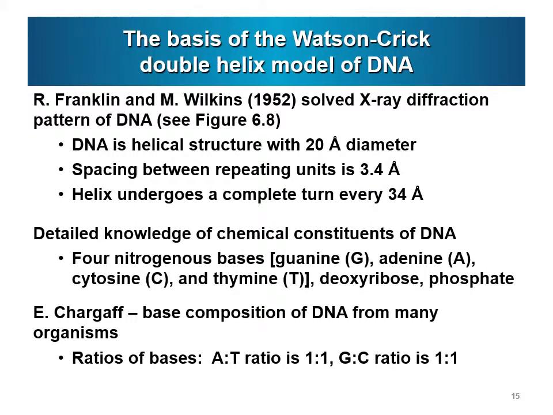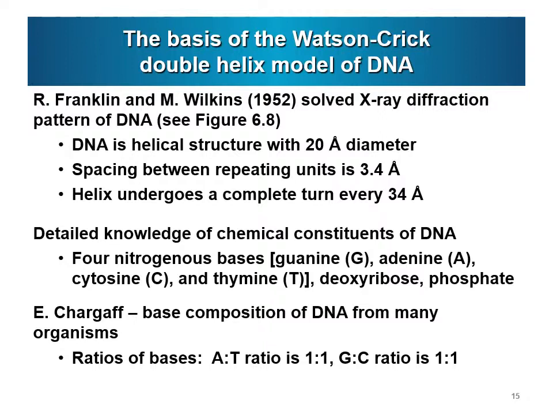Here we are going to talk about some subjects that we touched upon during our first introduction class, the basis of the Watson-Crick double helix model of DNA. Franklin and Wilkins in 1952 solved the X-ray diffraction pattern of DNA, and they discovered that DNA has a helical structure, and its diameter is about 20 angstrom, the spacing between repeating units is about 3.4 angstrom, and the helix undergoes a complete turn every 34 angstrom. There are different conformations of DNA, which we talked about briefly before: conformation A, conformation B. Conformation B is usually how you find DNA in its natural form.